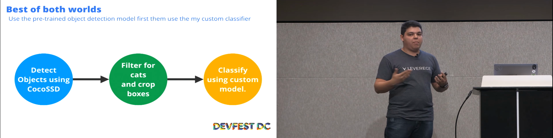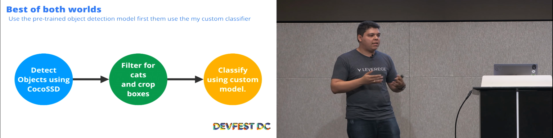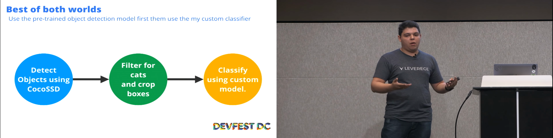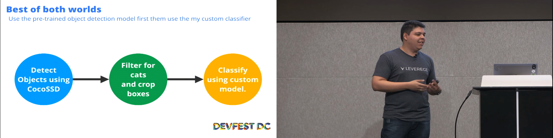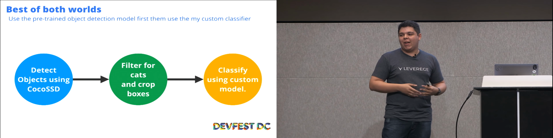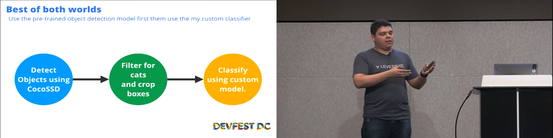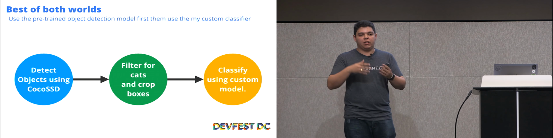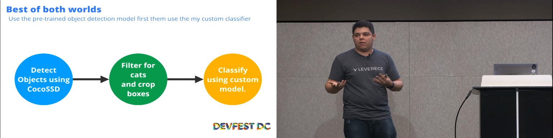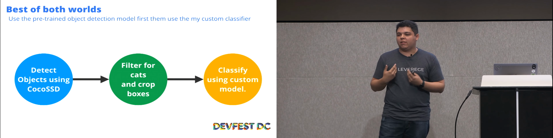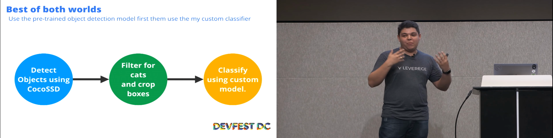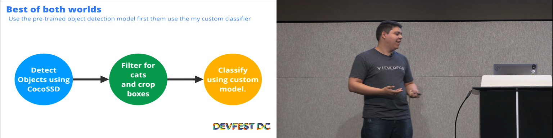And I decided to use the best of both worlds. The Coco SSD model was really good at detecting objects, and inside that list of objects were cats. So I used the output of the Coco SSD model, filtered for the cats, and cropped the image at the bounding box where it found the cats, and then ran my custom classification model, which gave really good results in that case.